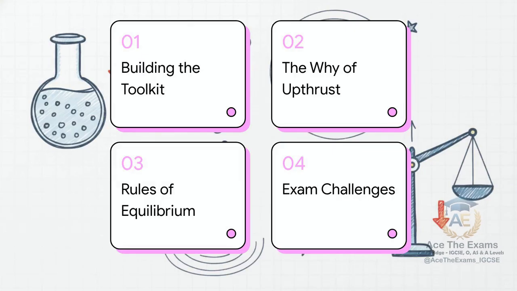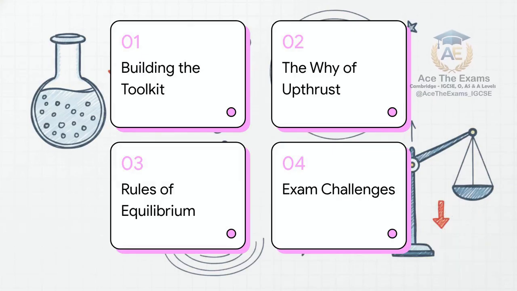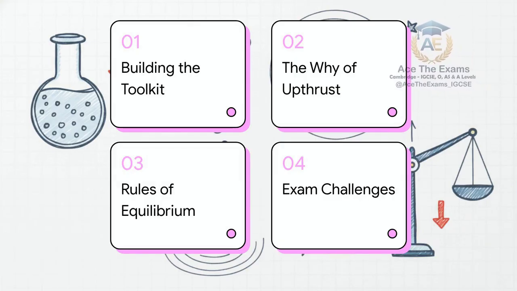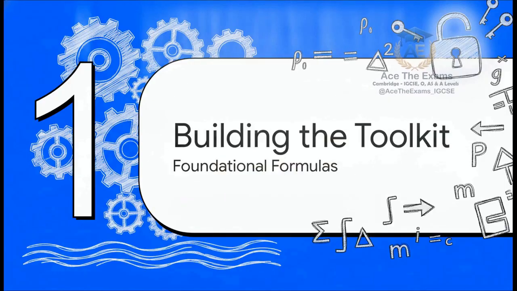We've got 4 main stops. 1, building the toolkit. 2, the why of upthrust. 3, the rules of equilibrium. And 4, exam challenges. Let's keep moving. Starting off with Section 1, building the toolkit. Let's get our foundational formulas locked in.